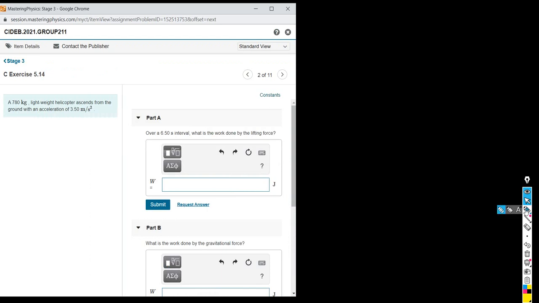So let's write down the mass of the helicopter over here. This is the mass of the helicopter, and it's ascending from the ground with an acceleration of 3.50 meters per second squared. Basically this is the helicopter, right? And it's going upwards, in this direction. Okay, so that's the whole context.